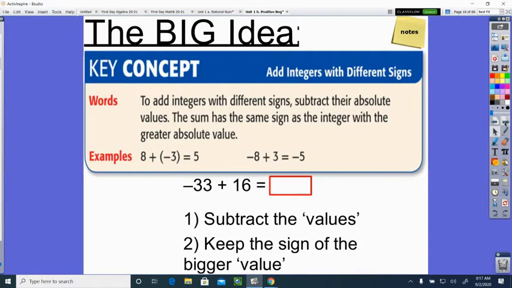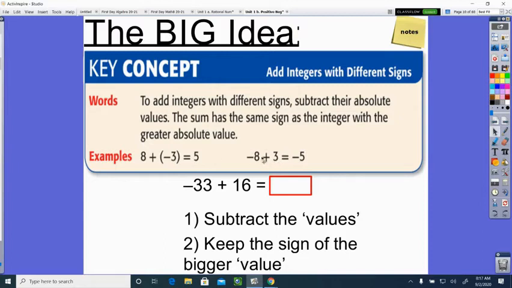If you're adding them with different signs, you're going to subtract the absolute values and keep the sign of the bigger value. So let's take a look at this one. Because they are opposite signs, we're not going to add. We have a positive and negative. We have one of each. So we're going to take the 8 and the 3 and take 8 minus 3 and get 5. Once we get that value, go back and look at your two numbers and ask yourself, which one was heavier? Which one had more weight? The positive 8 had more weight, so your answer is positive.